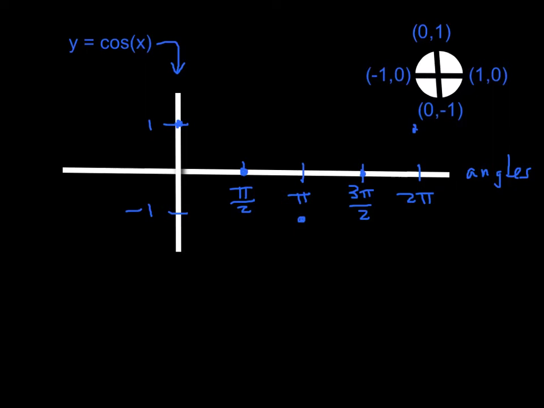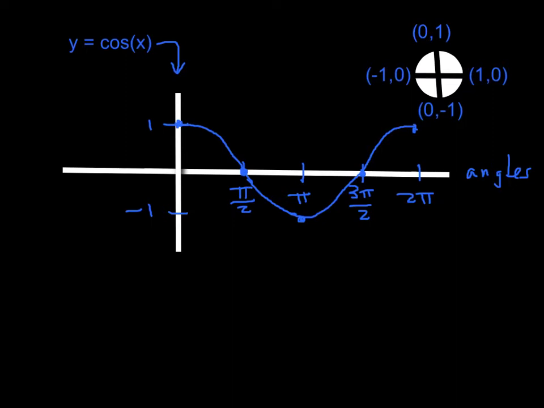So the graph looks like this. It's going to come get this point, it's going to come get this point, and then it's going to come and finish here. So that is the graph of one cycle, or one period of the cosine graph.